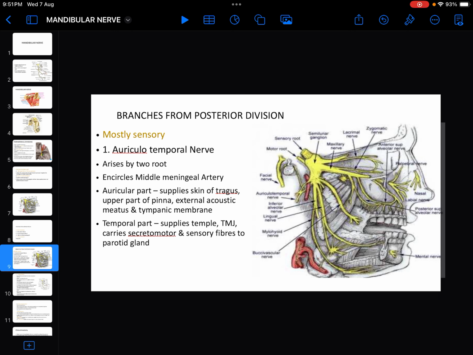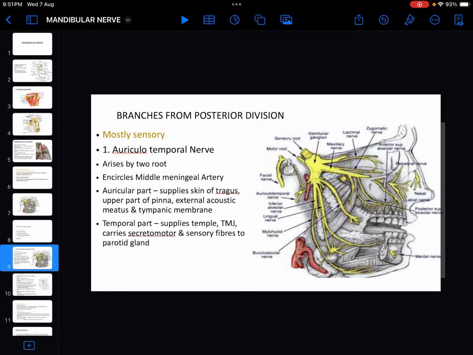Behind the neck of the mandible, it runs upwards and ascends over the root of the zygoma to enter the temple behind the superficial temporal vessel. Then about the distribution of this nerve, it has two parts: an auricular part and a temporal part.